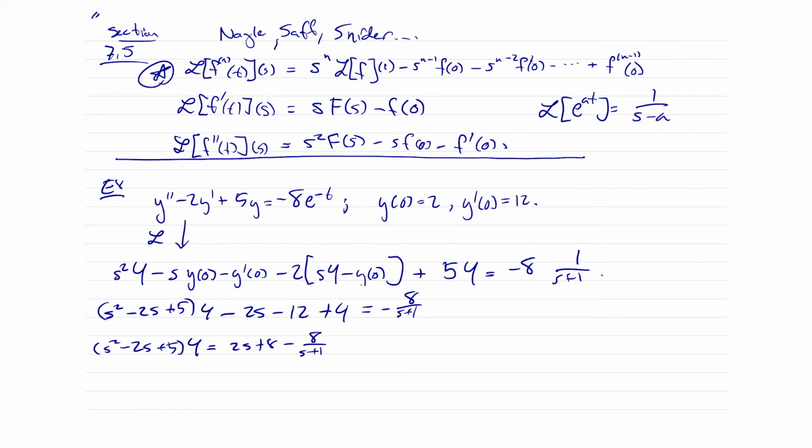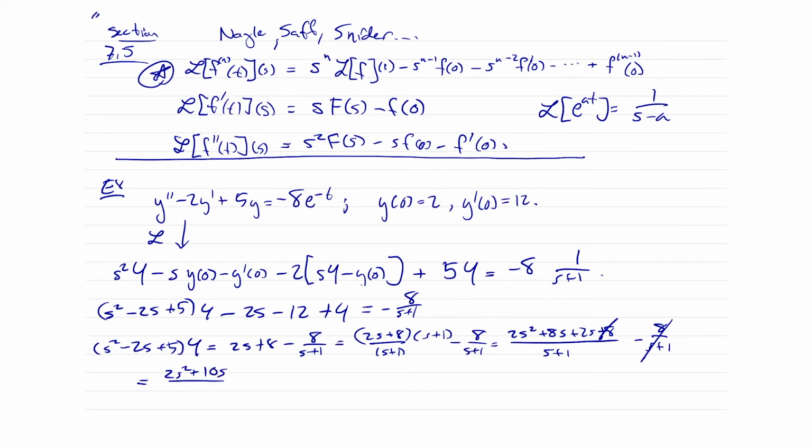All right, and now if I add all these together, I get 2s plus 8 divided by s plus 1 times s plus 1. Then we have minus 8 over s plus 1. So now let's FOIL out this top part. That's going to give me 2s squared plus 8s plus 2s plus 8, divided by s plus 1, minus 8 over s plus 1. And now the 8 cancels that 8. I get 2s squared plus 8s plus 2s, so that's going to be plus 10s divided by s plus 1.